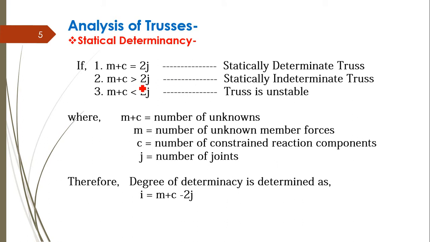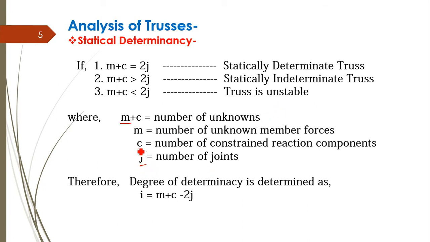If m plus c is greater than 2j, then the truss is statically indeterminate. And if m plus c is less than 2j, then the truss is said to be unstable. Here m plus c is nothing but the total number of unknowns, where m denotes the total number of unknown member forces, and c denotes the number of constraint reaction components. j denotes the number of joints.